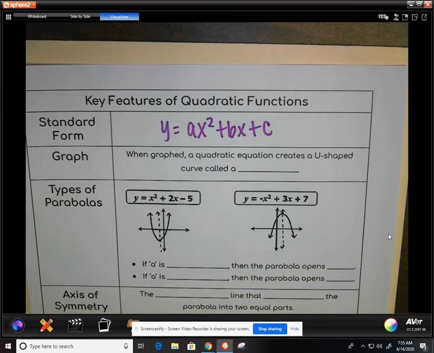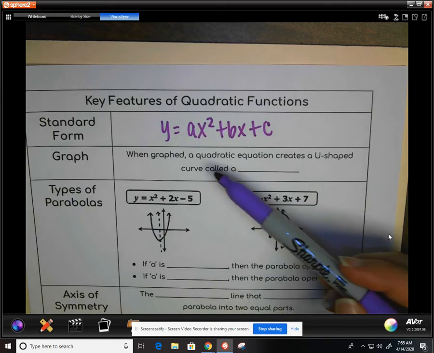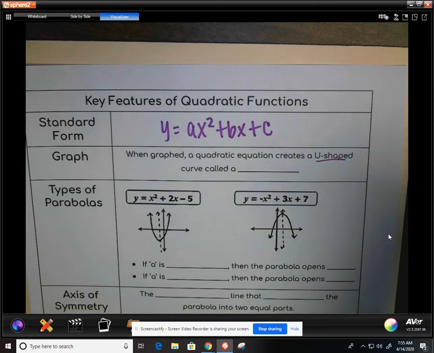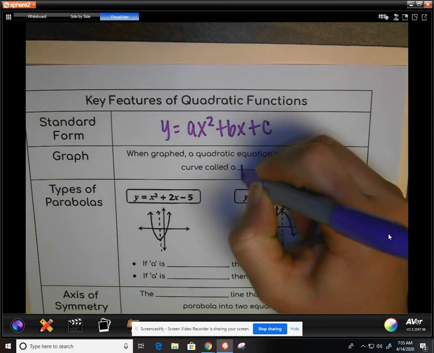And then the graph has a special name. When we graph this, a quadratic equation creates a U-shaped graph, and it's a curve, and we call it a parabola.